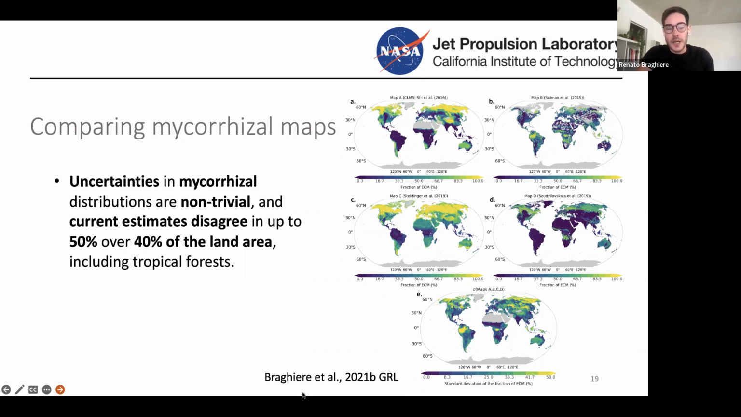And in this paper that we published last year, we took the standard deviation of these 4 maps. And what we found was, first, that uncertainties in mycorrhizal distributions are absolutely non-trivial. The most up-to-date estimates disagree in up to 50% over 40% of the land area. These yellow areas here represent the hotspots of uncertainty. And so we are not very sure about how mycorrhizae is distributed globally.